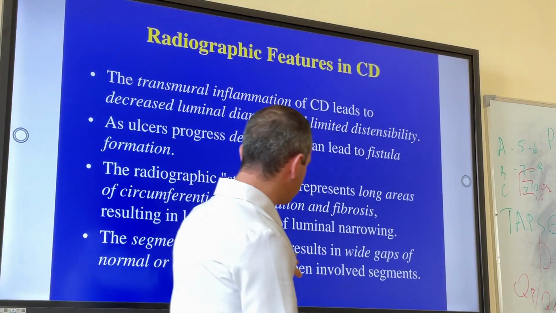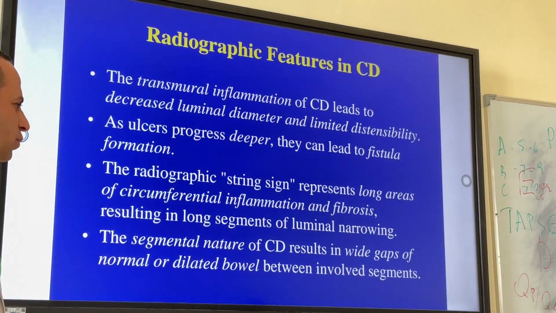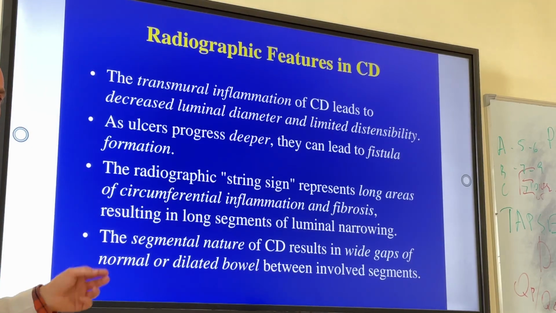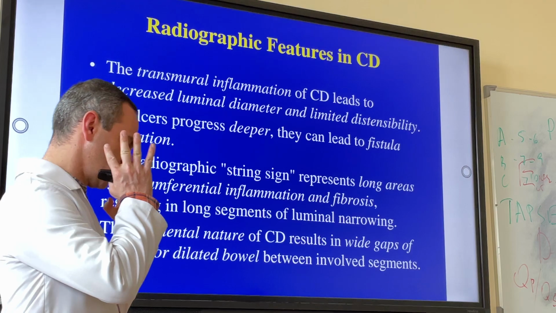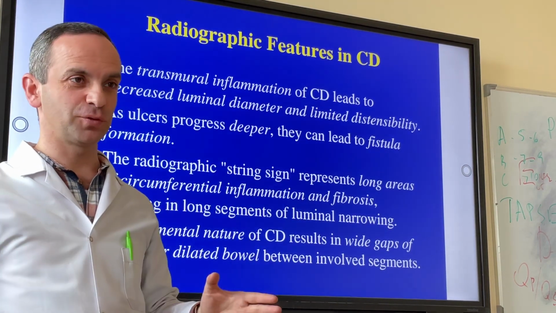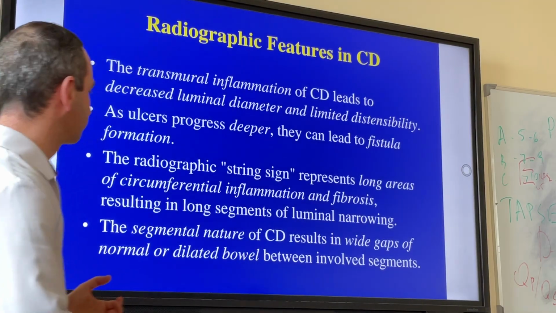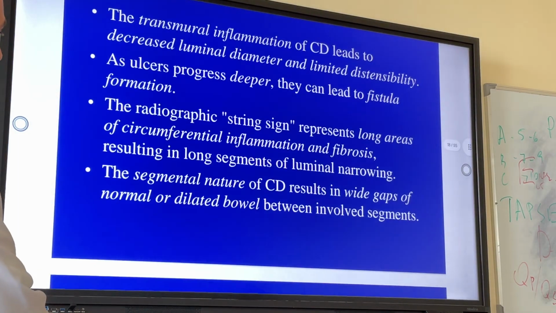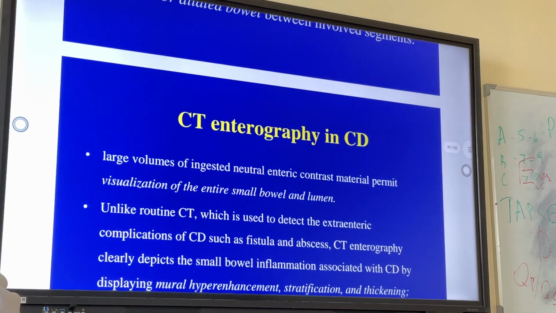The segmental nature of CD results in wide gaps of normal or dilated bowel between involved segments. These are skip lesions. So we may have an affected area, a normal area, then again an affected area, and so on. But the normal areas are completely normal. CT enterography, especially.